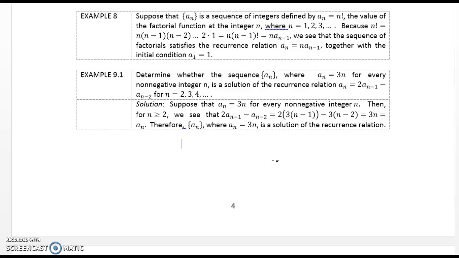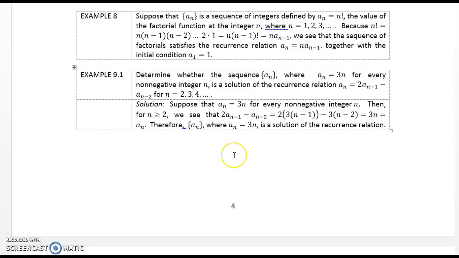Example 9.1. Determine whether the sequence a_n, where a_n = 3n for every non-negative integer n, is a solution of the recurrence relation a_n = 2a_{n-1} - a_{n-2} for n = 2, 3, 4, and so on. Solution: suppose that a_n = 3n for every non-negative integer n.